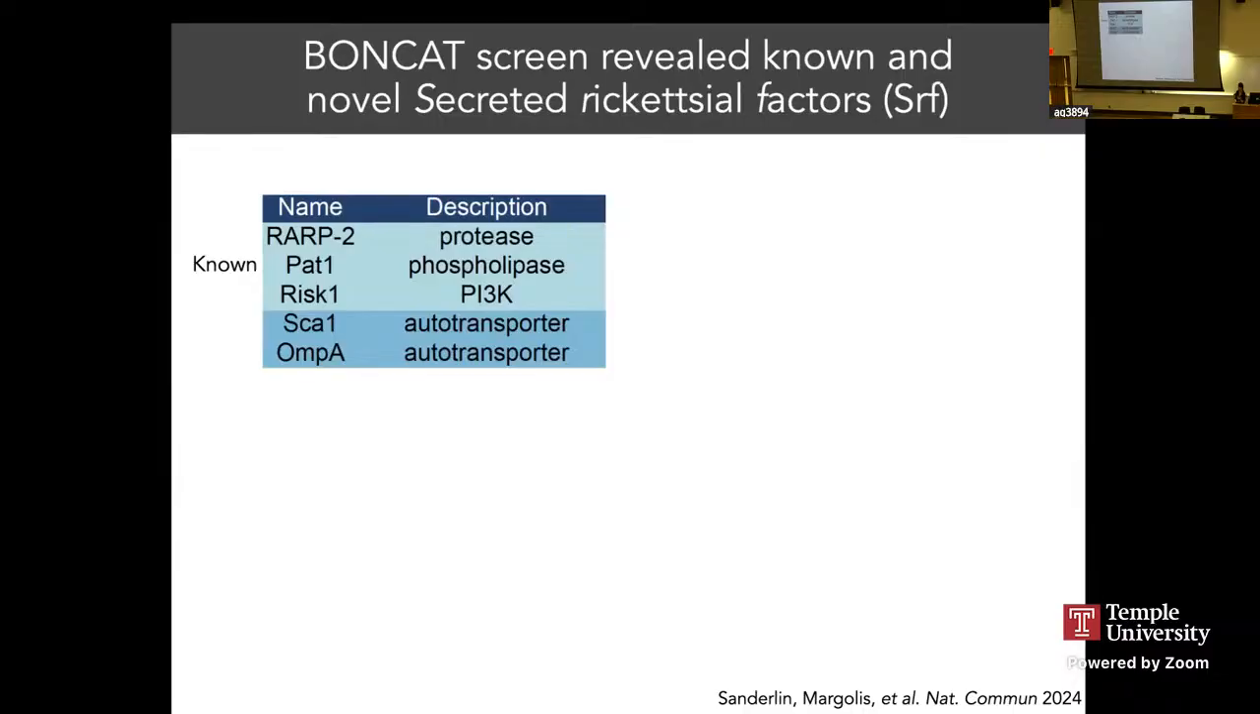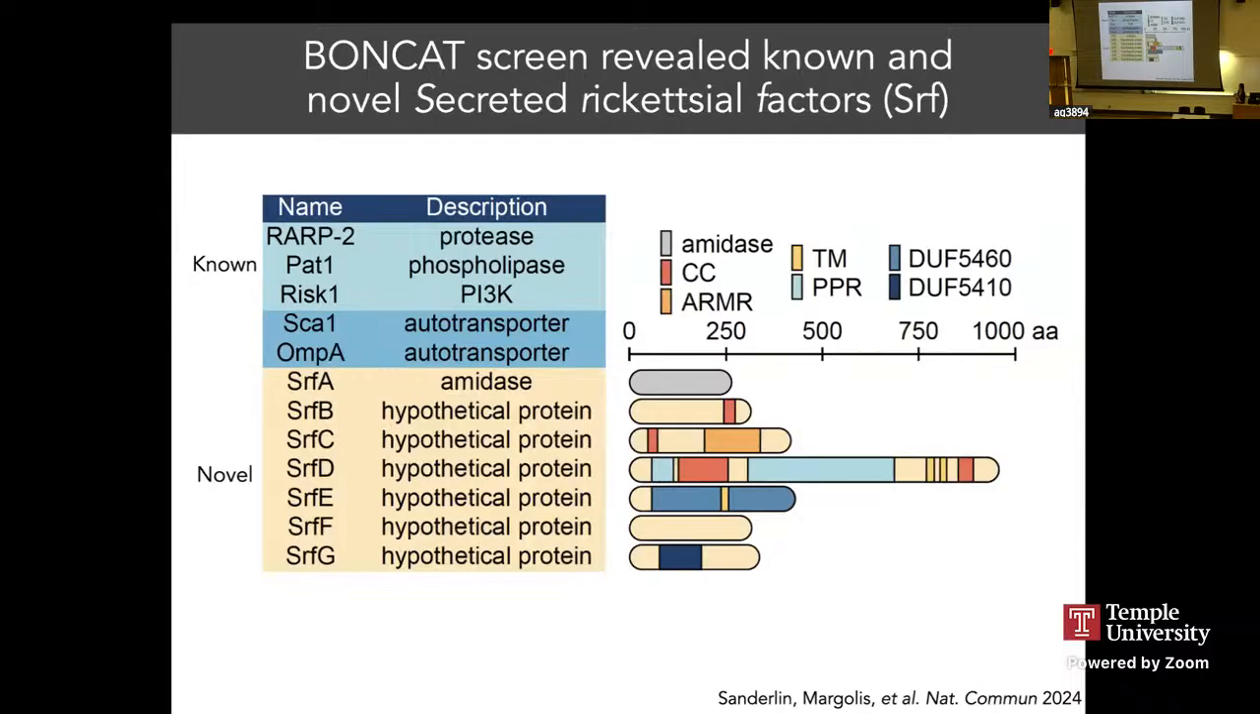But more importantly, we wanted to find new things. And he did find 7 new things. Let's see if this will load. Here we go. 7 new secreted effectors that we're calling SERFs. And with the exception of this first one, SERF-A, that seems to be really homologous to amidases, the rest of them lack structural and sequence homology outside of the Rickettsia genus. So these are very much unique bacterial factors.